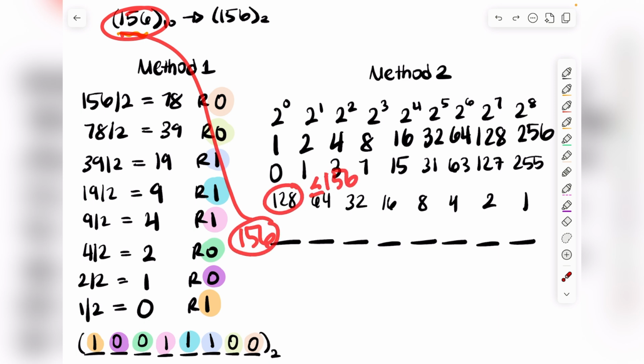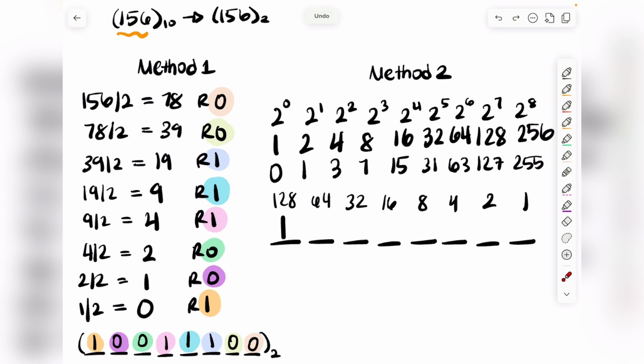156? Yes. So 1 for yes, and then you subtract this number, 128. That gives you 28. So we have a 1 here, and our new result is 28. Then you keep going. Is 64 less than or equal to this new result, 28? No. So 0 for no, and you keep going. Is 32 less than or equal to 28? No. So 0 for no, and you keep going. Is 16 less than or equal to 28? Yes. So 1 for yes, and then you subtract 16 from 28. That's going to give you 12. So your new result is 12, and you keep going.